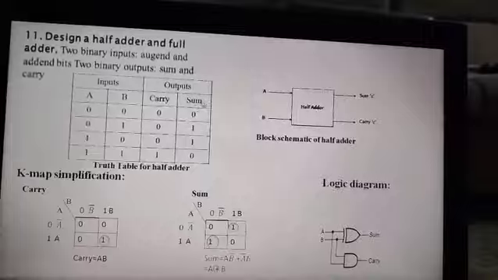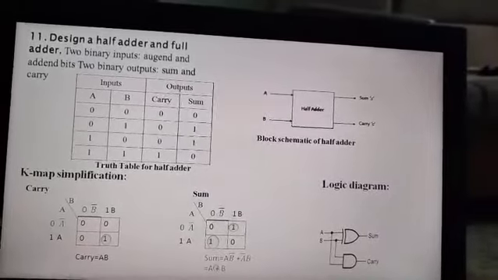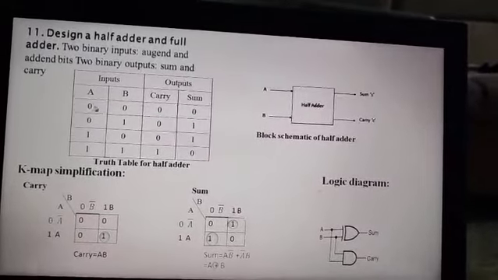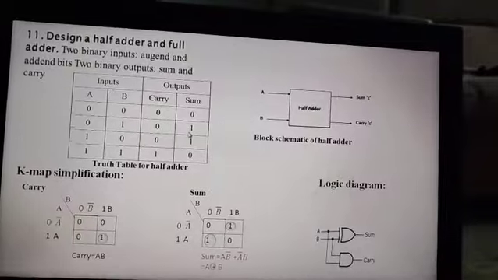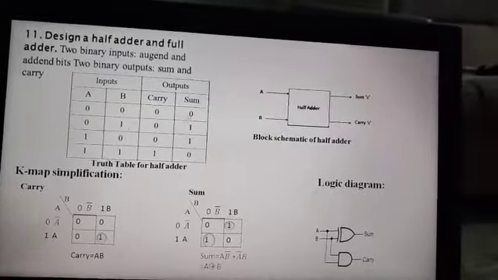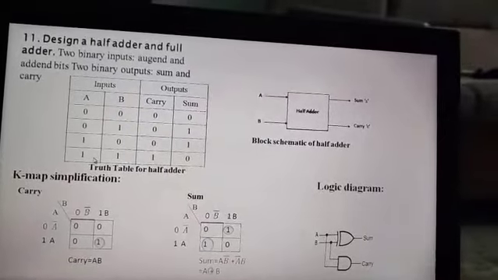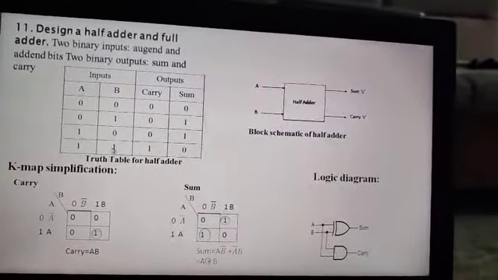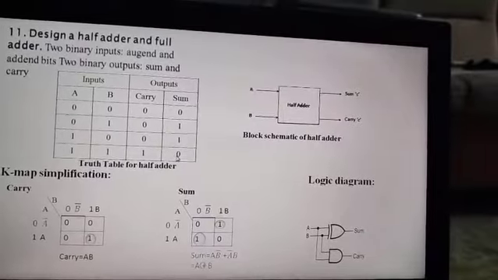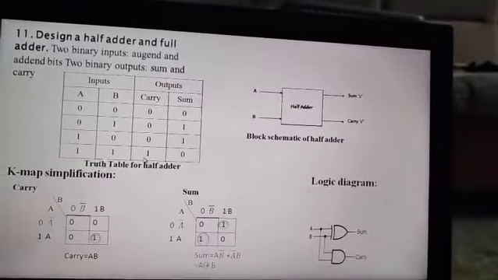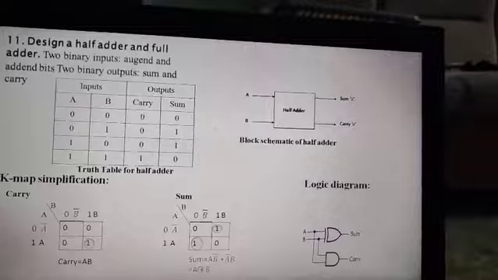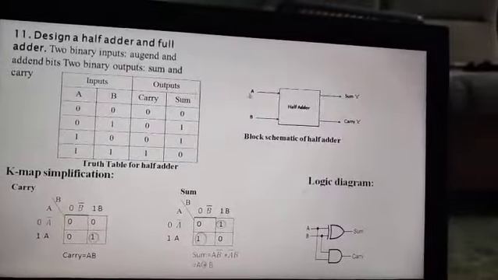Then how are we calculating this sum? 0 plus 0 is 0, 0 plus 1 is 1, 1 plus 0 is 1, 1 plus 1, in binary, will be represented as 10 here. So 0 will be given in the place of sum and 1 has been taken as a carry here. Can you understand how we are writing this truth table here?